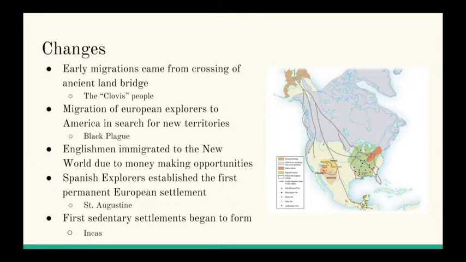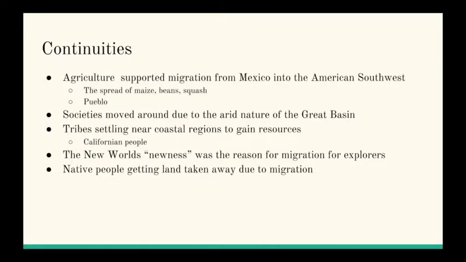The last change we can see can be first sedentary settlements that are beginning to form, mainly in agricultural areas, where they were creating the basis for larger civilizations like the Incas, for example, who created the largest groups in the Americas.